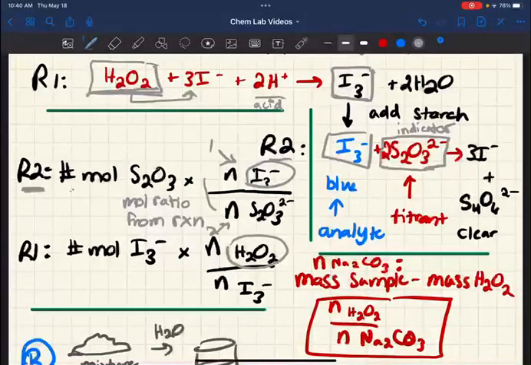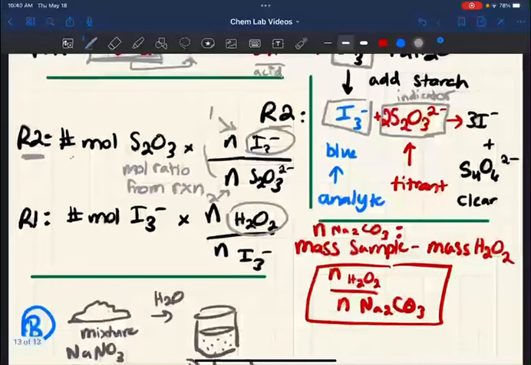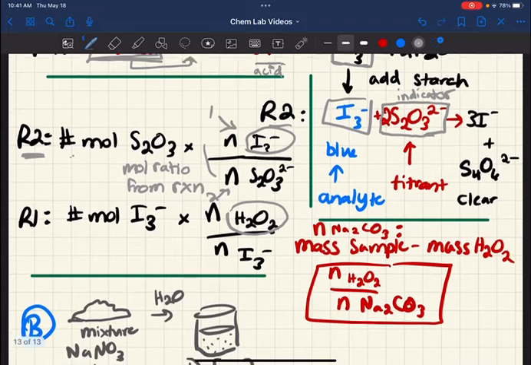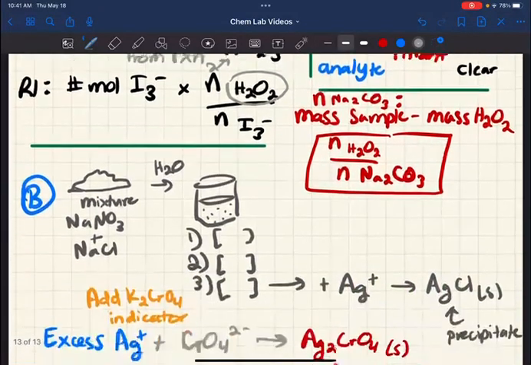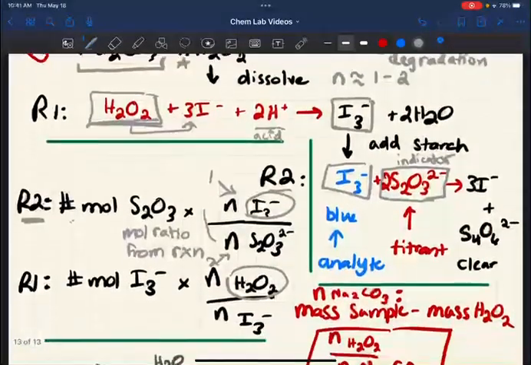And then to get the final value of the mole ratio, which will allow me to actually find this value of N, I can use the ratio of number of moles of hydrogen peroxide to number of moles of sodium carbonate. And this whole mass subtraction will allow me to isolate the number of moles of sodium carbonate that must have been present in the original sample. So that's for the first part of the experiment.